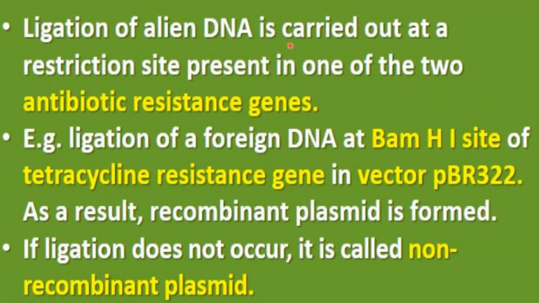Ligation of alien DNA is carried out at a restriction site present in one of the two antibiotic resistance genes. Now, antibiotic resistance genes, these genes we were using as selectable markers also, right? And these have recognition sites for restriction enzymes also, right? That's why ligation of the alien piece of DNA also occurs in this region, in the antibiotic resistance gene region.